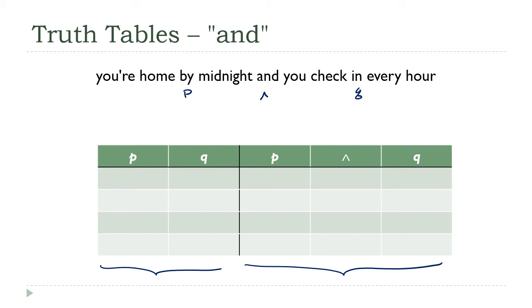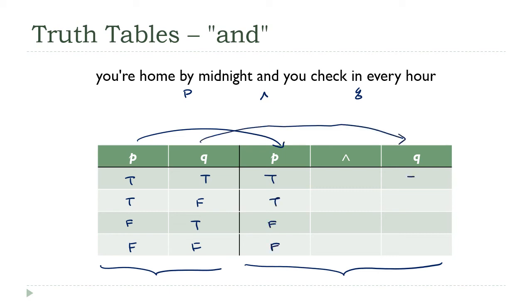I'm going to start by writing out all the possible combinations of P and Q. And if you look back at your notes, hopefully you're taking some notes here, I followed the exact same pattern I did last time. Then I'm going to copy these over. The P's go into here, and the Q's go into here. And I'm going to do the AND. I'm going to do the same thing, talking my way through what the outcomes are for each of the combinations.